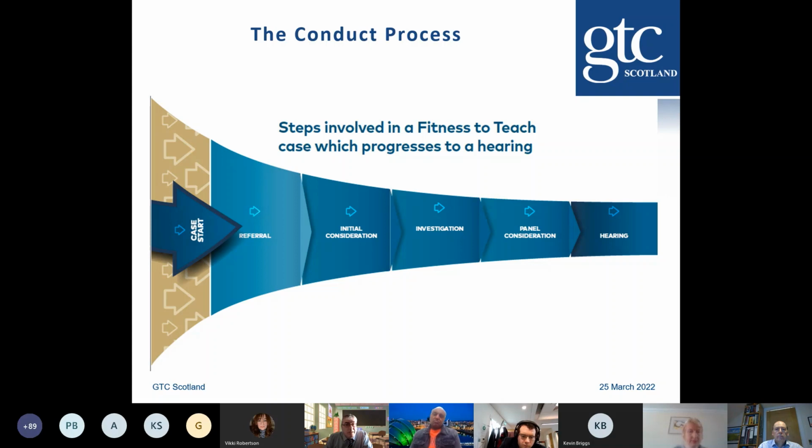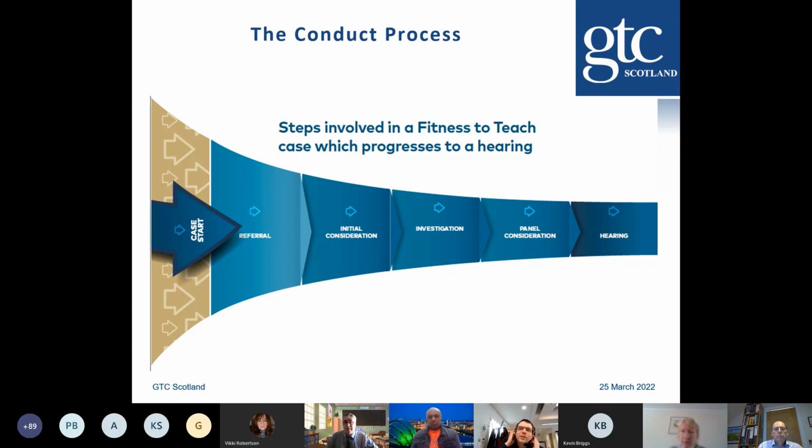So that outlines the role of GTC Scotland with regard to investigating conduct through the fitness to teach process. And in the slides that follow, we will look at the role of COPAC and explore the type of conduct we would likely or not likely investigate as a regulator of the profession. But before we do that, we'll pause for a few seconds and give you the opportunity to type any questions that you may have about our conduct processes into the chat facility.